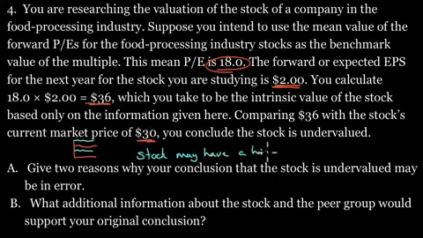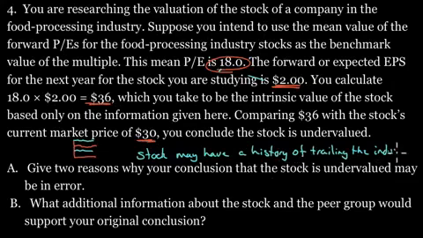May have a history of trailing the industry. So instead of using the 18, maybe it had a history of trailing the industry, and 15 is the appropriate multiple. Well, 15 times 2 is 30, right? So stock may have a history of trailing the industry.